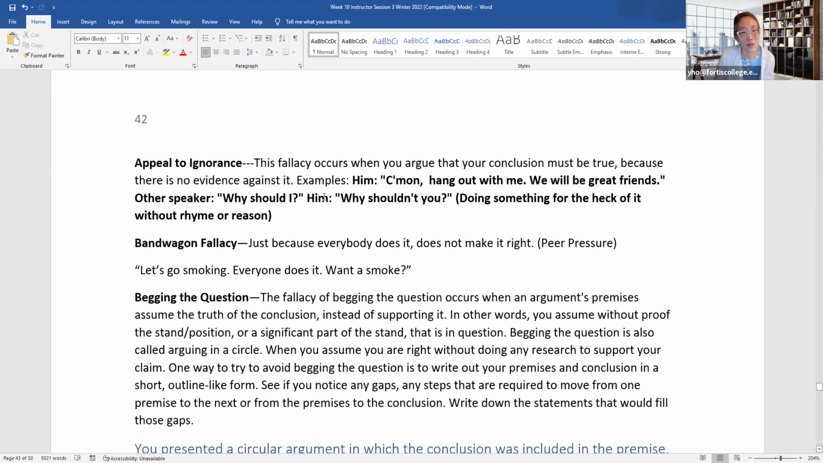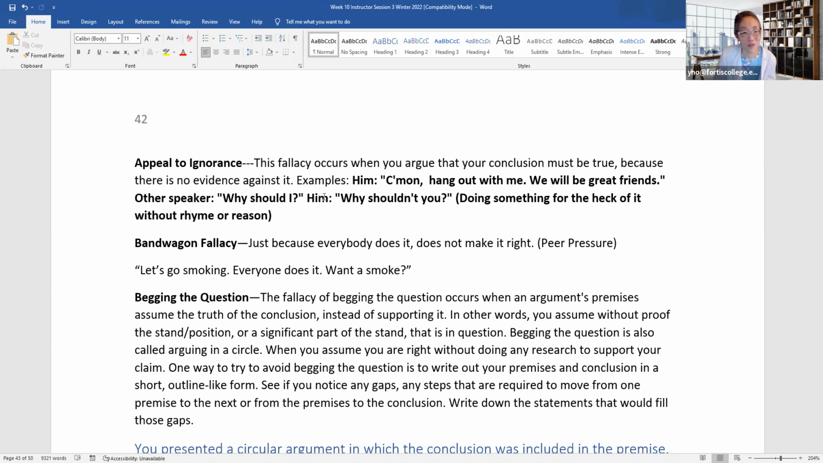Appeal to ignorance. This fallacy occurs when you argue that your conclusion must be true because there is no evidence against it. So, example of appeal to ignorance. "Oh, come on, come hang out with me. We will be great friends." The other speaker would say, "Why should I?" And then the other speaker goes, "Why not?" So doing something for the heck of it without rhyme or reason is an appeal to ignorance.